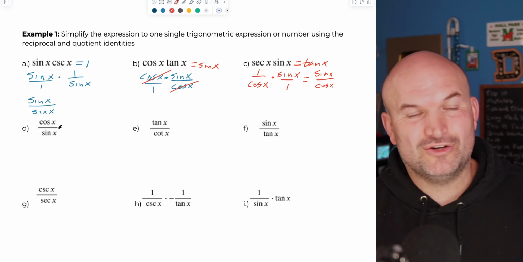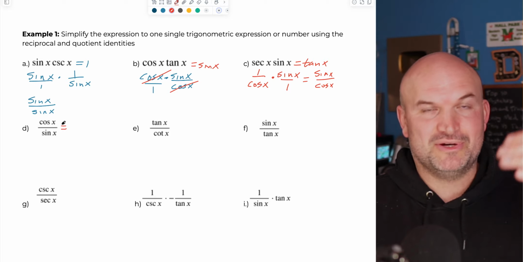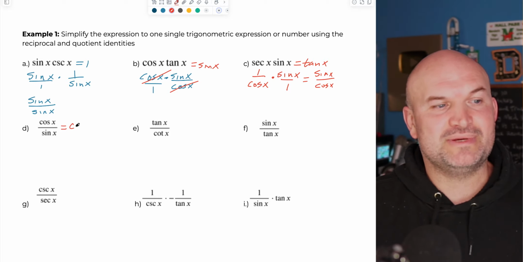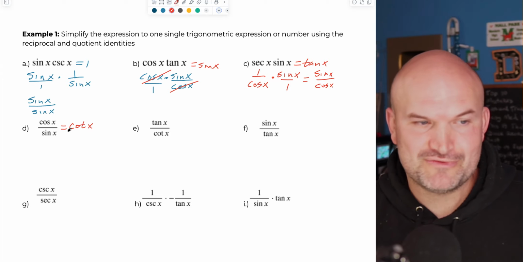Cosine over sine, again, they don't divide out, but you can see that these are going to divide into not sine over cosine, but cosine over sine. Sine over cosine is tangent, so cosine over sine is going to be the reciprocal of that, which is cotangent of x. All right, now let's get into some fun ones.